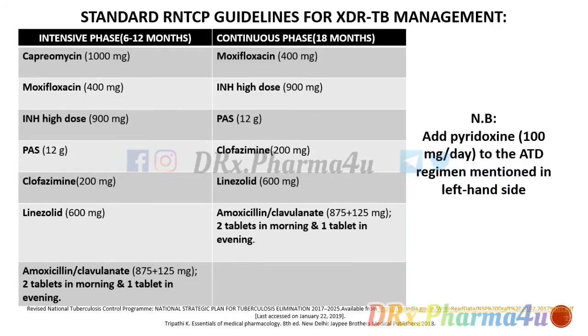In the continuation phase, it is for 1.5 years. There we are using moxifloxacin, isoniazid high dose, para-aminosalicylic acid, clofazimine, linezolid, and amoxicillin clavulanate as usual, 2 tablets in the morning and 1 tablet in the evening. Here we have eliminated capreomycin because you know very well that capreomycin is an injectable medication. We do not use it in the maintenance or the continuation phase. You should add pyridoxine at least 100 milligram per day. As I said before, anyways, we are using isoniazid high dose, so pyridoxine should be used.